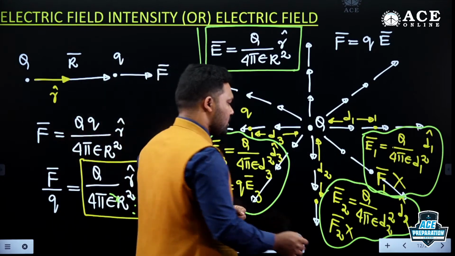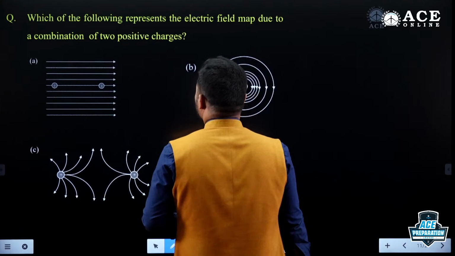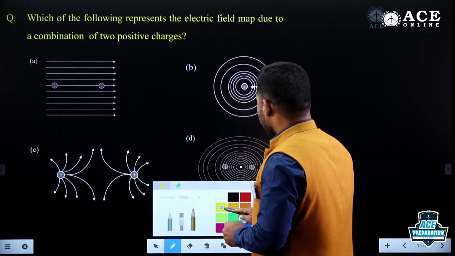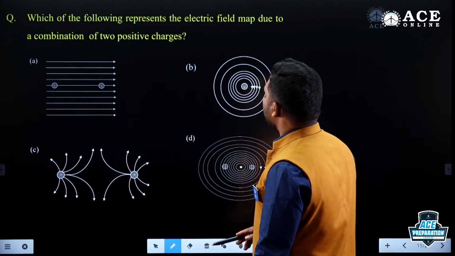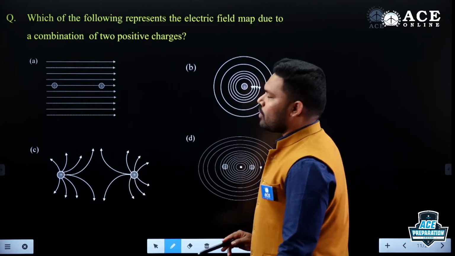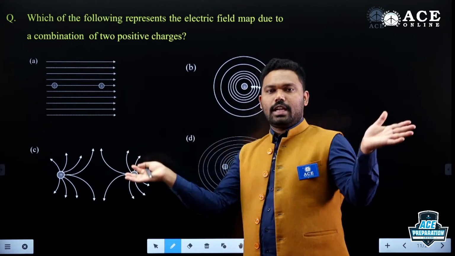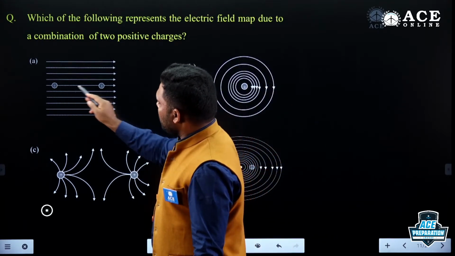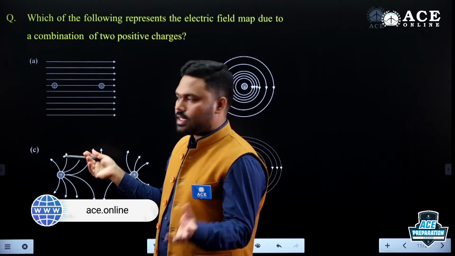Fine. So let us see some questions here related to this one. Here is a question. This was one of your previous questions. Which of the following represents the electric field map due to combination of two positive charges? If there is only one charge, the electric field lines are outwards. Positive charges must repel each other, isn't it?